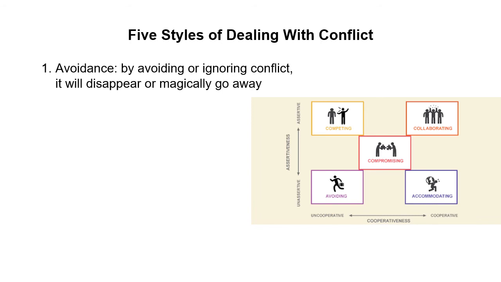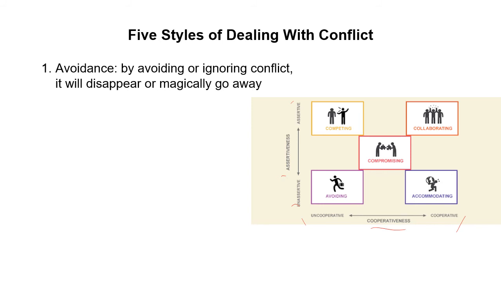So how can we deal with this? Well, there's a spectrum of ways of dealing with conflict, and there are 2 things to consider. First is assertiveness, and second is cooperativeness. Over here on the right, we've got cooperative. Over here on the left, we've got uncooperative. On the top, we've got assertive, where you actively try to resolve it. And on the bottom, you've got unassertive, where you're not actively trying to resolve it.